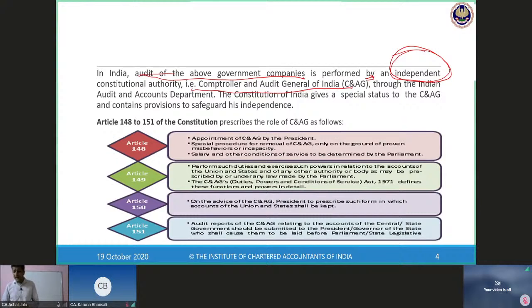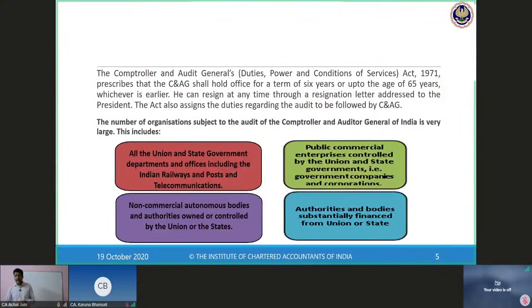Audit reports of the CAG relating to the accounts of the central and state governments should be submitted to the President and the Governor of the state, who shall cause them to be laid before the Parliament or the state legislative assemblies. So these are some of the provisions. Let's look at the organizations which become subject to audit of CAG. These are all government organizations, all the Union and state government departments and offices, including the Indian Railways and Posts and Telecommunications. This is one.